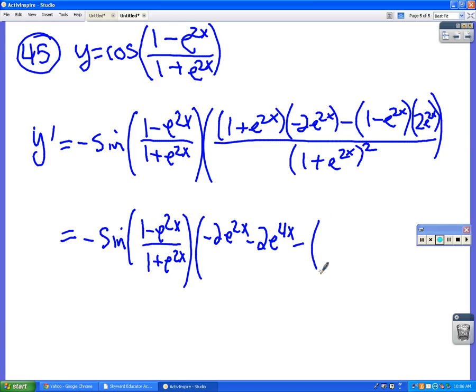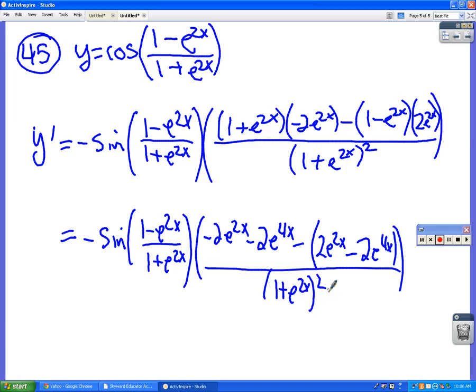Minus, same deal here, if I distribute this, 1 times 2e to the 2x is just 2e to the 2x. And then negative e to the 2x times 2e to the 2x is negative 2e to the 4x. And that's all over 1 plus e to the 2x. Great. Okay, so once again, we get a little bit of canceling. This negative 2e to the 4x and this negative 2e to the 4x will cancel. And then those combine to make negative 4e to the 2x.